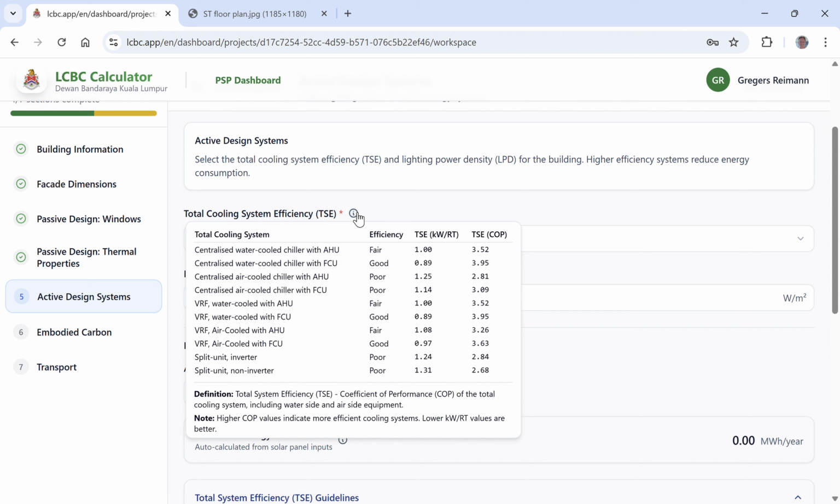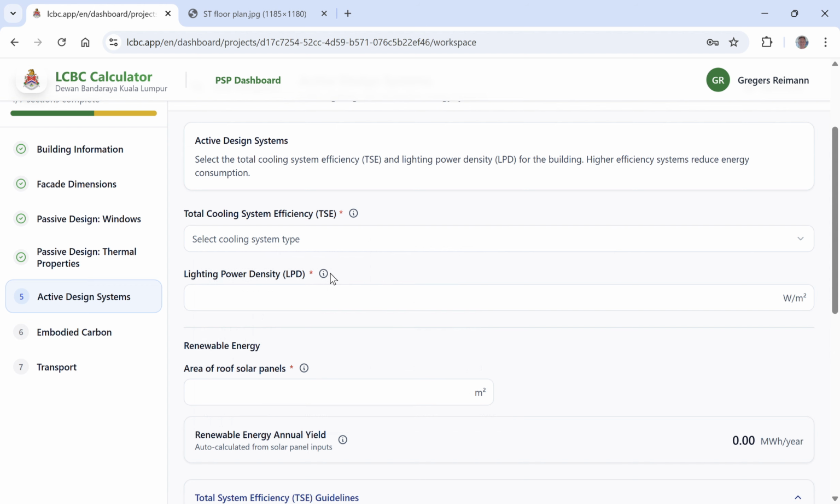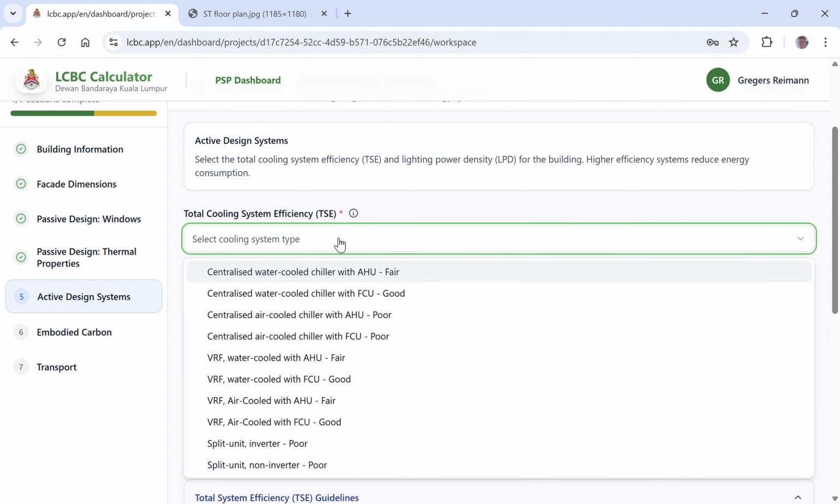So there is this overview, and just for the record, the total cooling system efficiency, or the total system efficiency, TSE abbreviated, is both the cooling system, so that means the chiller and the pumps associated with that on the water side, but it's also the air side, so the air handling units or the fan coil units and so on. But it's quite easy to type in, because it's basically a drop-down list where you can choose from these 10 different systems.